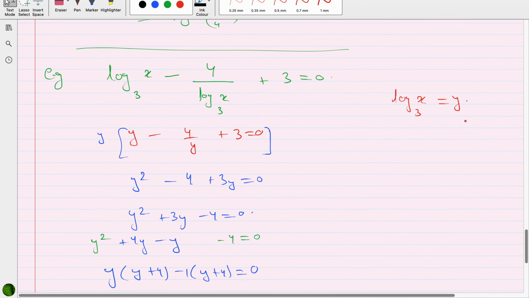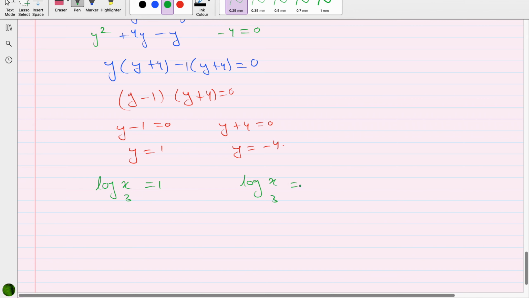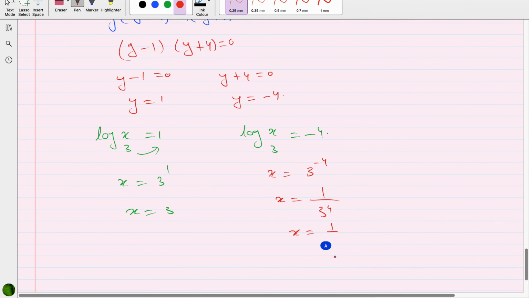And we knew that y was equal to log of x to base 3. Now we can substitute: log of x to base 3 is equal to 1 on one side. On the other side, log of x to base 3 is equal to minus 4. To solve for x, we change it into index form. This is 3 raised to power 1, x is equal to 3. On the other side, x is equal to 3 raised to power minus 4, which could be written as 1 over 3 raised to power 4, and x is equal to 1 over 81. Any confusion till now?